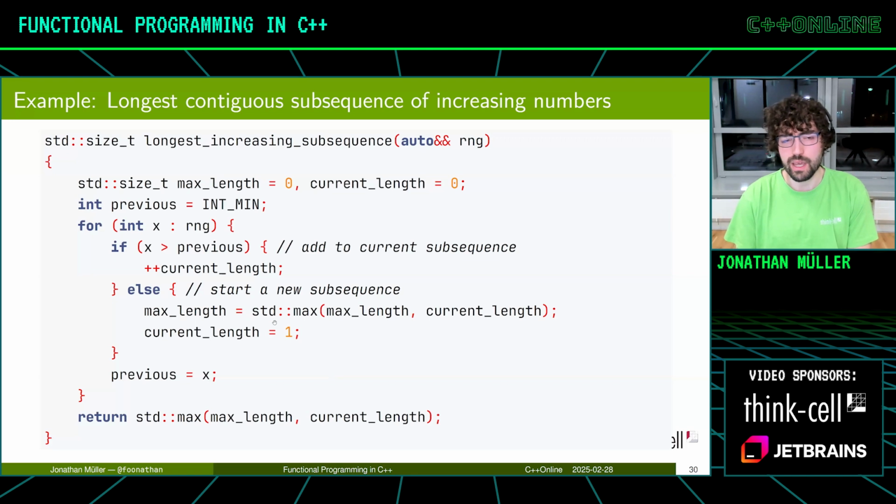And then in the end, don't forget, what if the last subsequence is the one that actually ends? So current length could still be bigger than max length, simply if we reach the end without ending the subsequence. So you have to return the maximum. And this is the point where it's a non-trivial amount of stuff in your head, if you want to understand that.